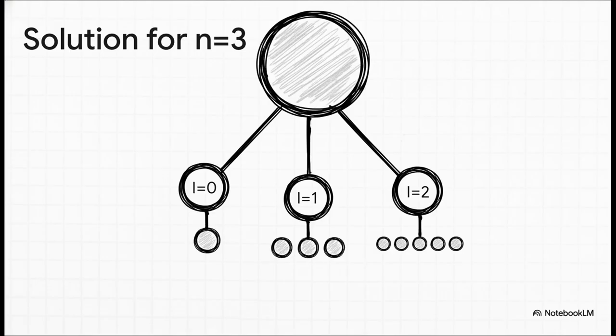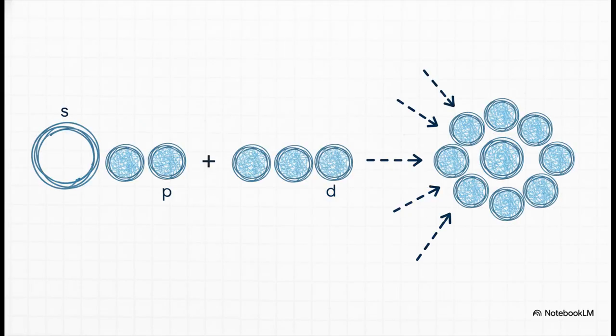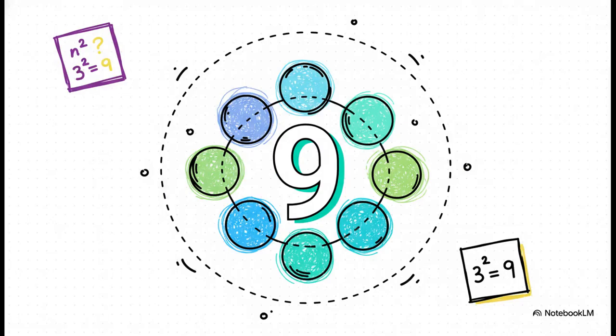For L equals 0, the S subshell, m sub L can only be 0. That's 1 orbital. For L equals 1, the P subshell, m sub L can be -1, 0, or +1. That's 3 orbitals. And for L equals 2, the D subshell, m sub L can be -2, -1, 0, +1, and +2. That gives us 5 orbitals. So now we just add them all up. We've got 1 orbital from the S subshell, plus 3 orbitals from the P subshell, and 5 from the D subshell. And that gives us a grand total of 9 orbitals in the n equals 3 shell.